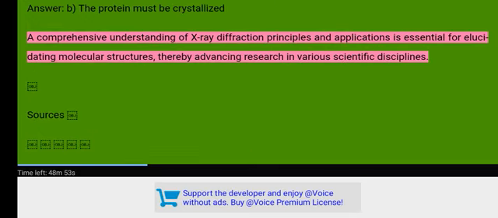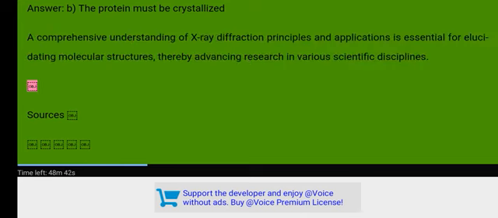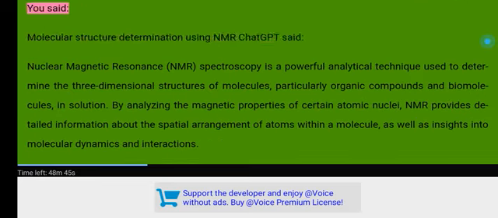A comprehensive understanding of X-ray diffraction principles and applications is essential for elucidating molecular structures, thereby advancing research in various scientific disciplines. Sources.